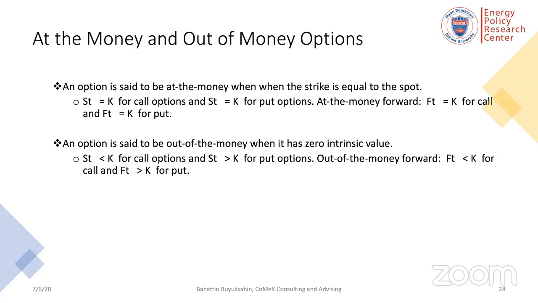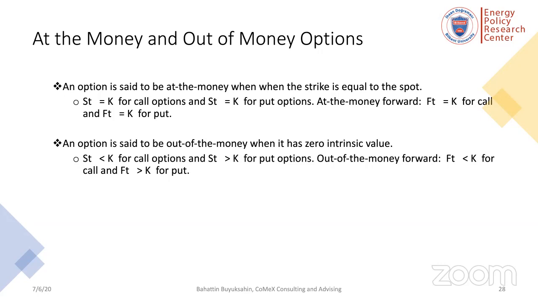An option is said to be at the money when the strike price is equal to the spot price. So call is at the money when the strike price is equal to current underlying price. Likewise, put is also at the money when strike price is equal to current underlying price. Also, as in the money, you can also refer to at the money comparing strike price to forward prices.